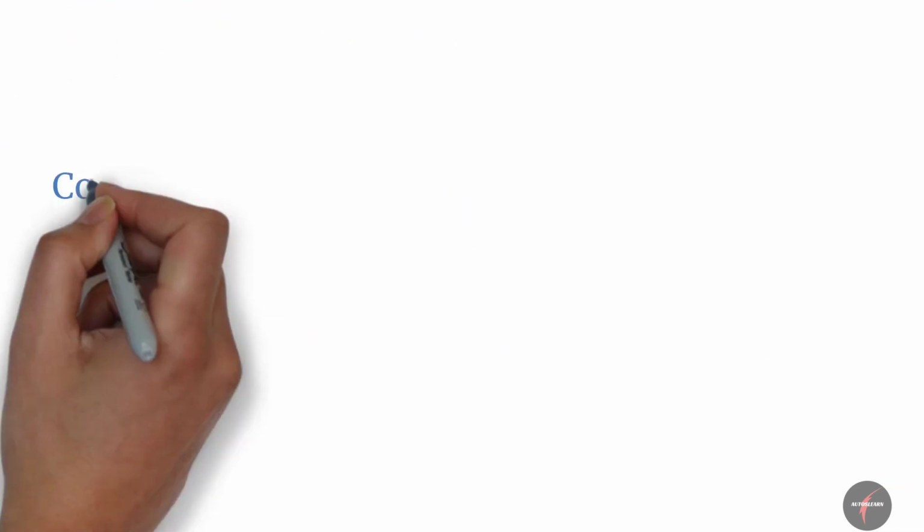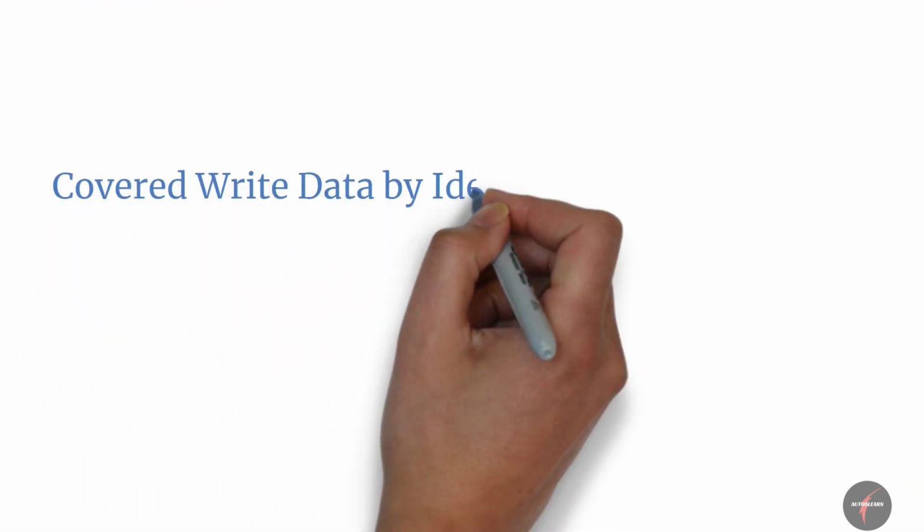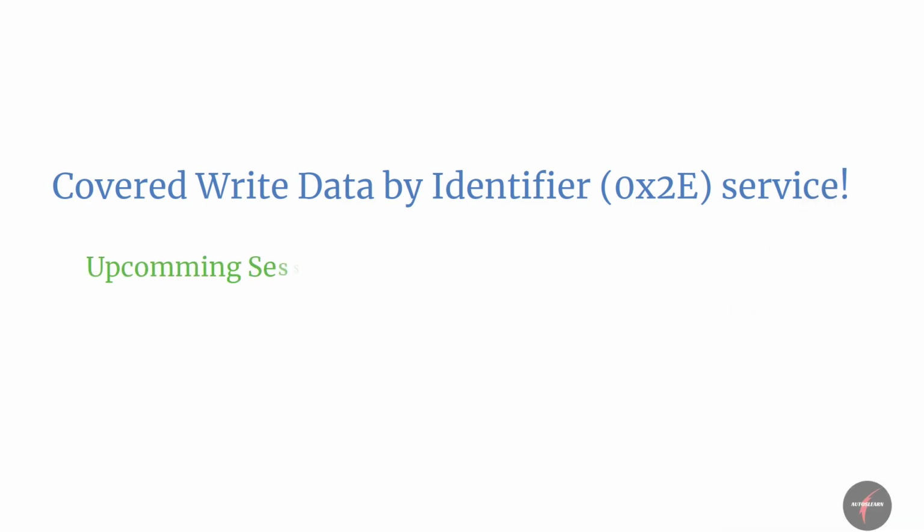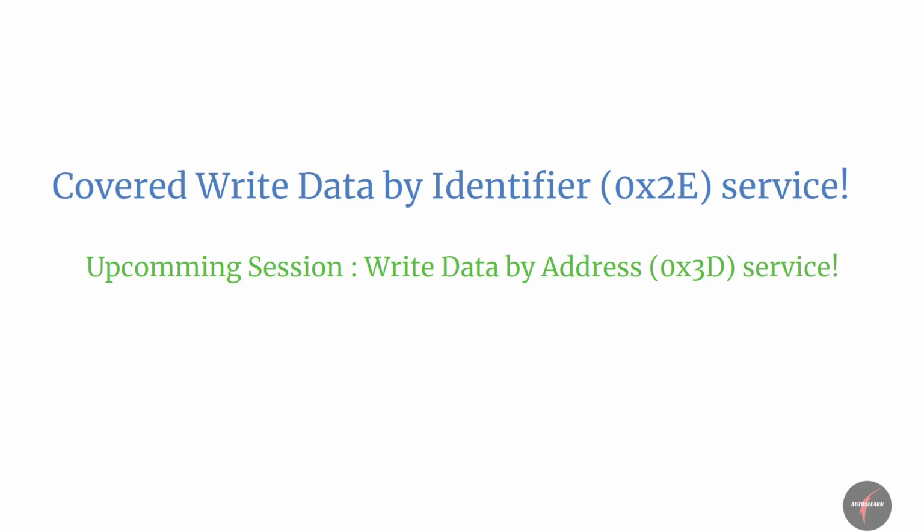And that wraps up our explanation of the Write Data by Identifier service, or Service 2E. In the next video, we'll explore another powerful UDS service, Write Data by Address, also known as Service 3D.